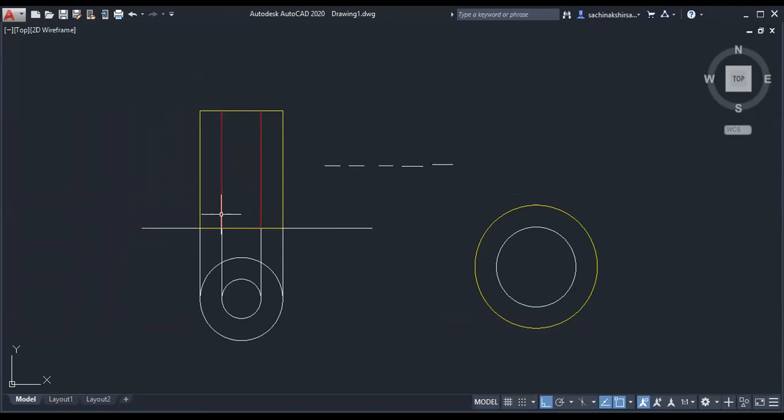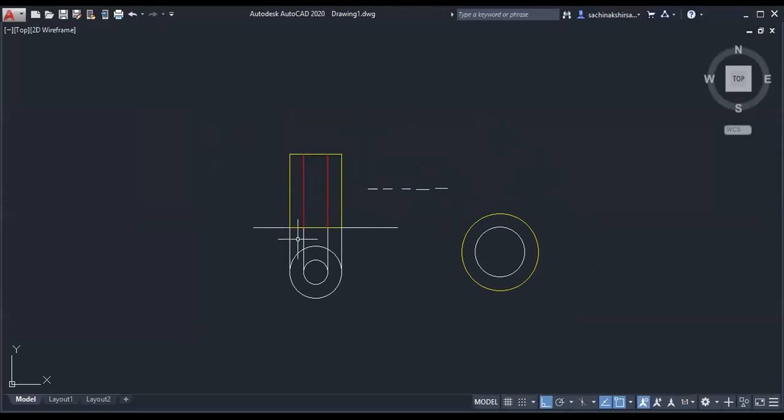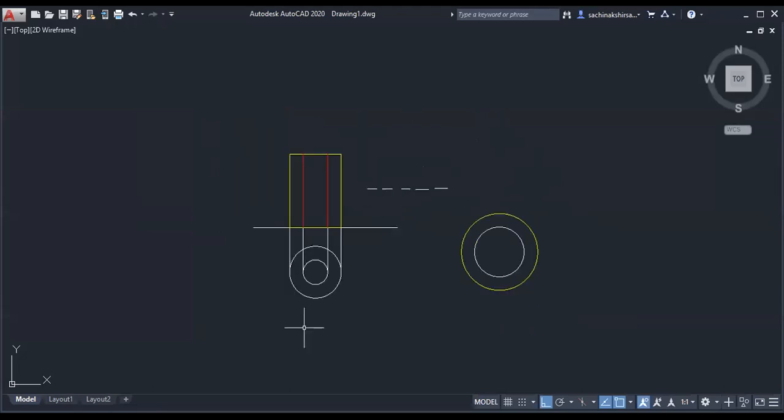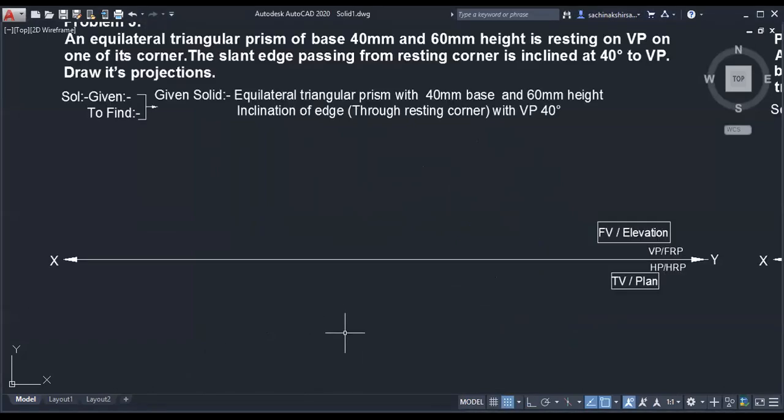Have you understood the different types of solids? Yes, sir. Have you understood what the different types of solids are and how we can draw them? That was the concept. Shall we go for problems? Shall we start the problems from this? Are you observing the screen?